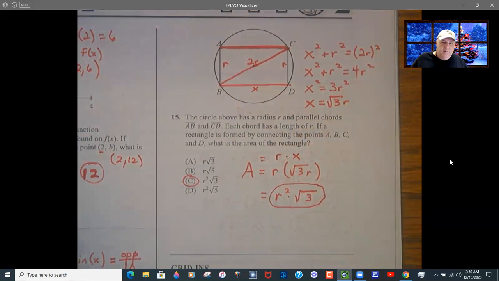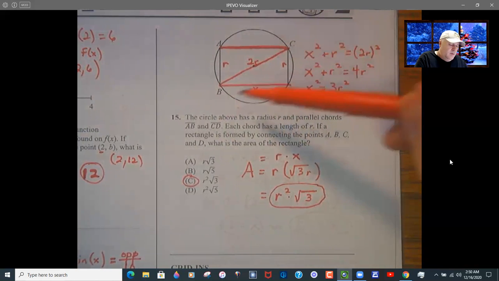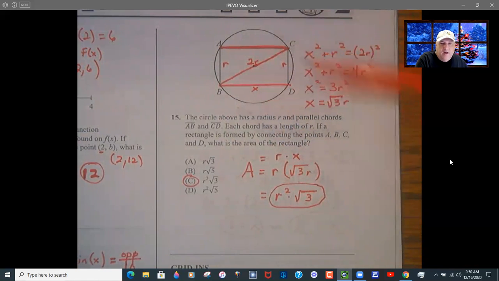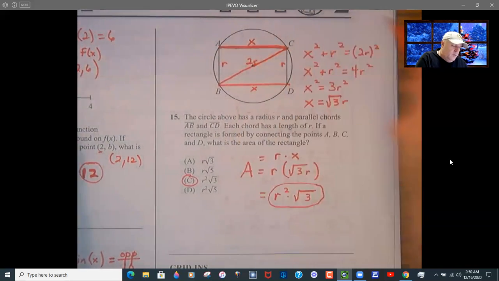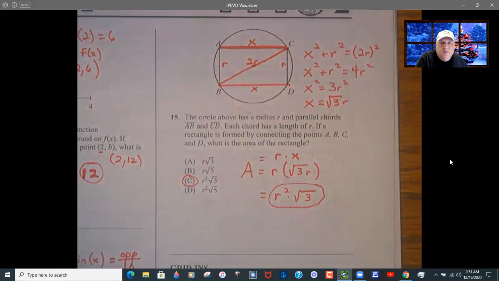So we want the area of the rectangle. So the area of the rectangle is x times r. Well, I stated that right here. The problem is we need to have everything in terms of r. So what you have to do is devise a way to solve for x, because we need to replace it down here, because r times x is the area of the rectangle. So you need to come up with something in terms of x and r.